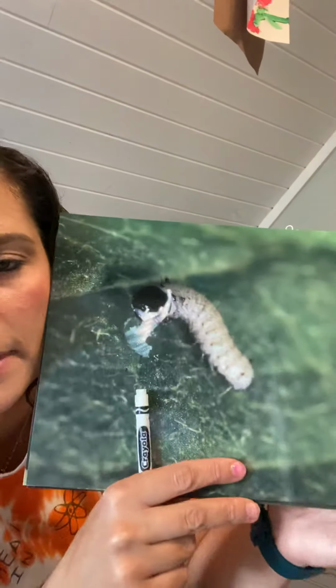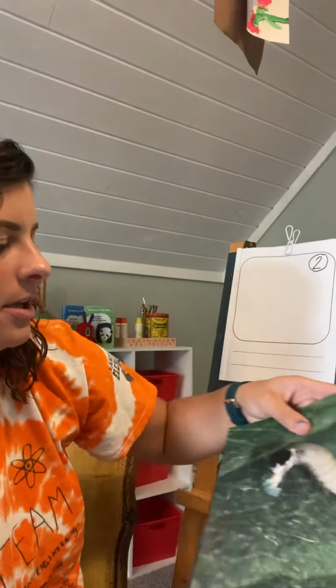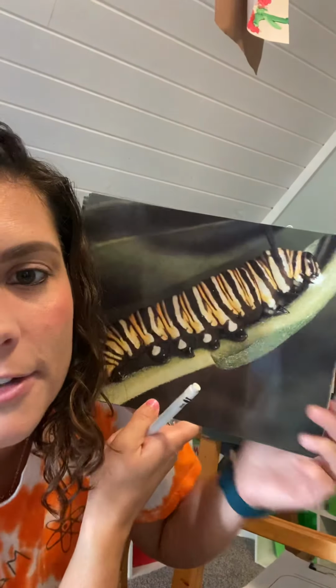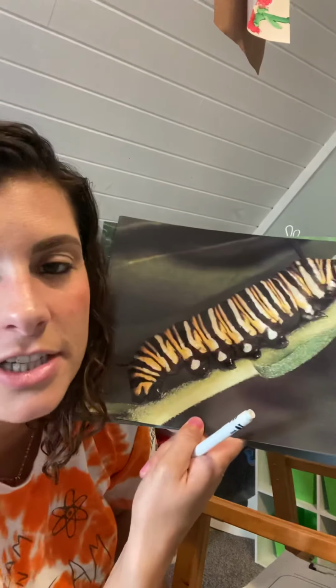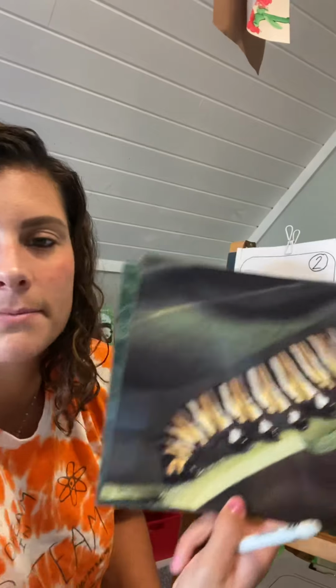So I'm going to show you a couple pictures. There's the egg, and the caterpillar is hatching from the egg. And right here we can see a caterpillar. This is what comes out of the egg. This is what is going to transform into a butterfly in not too long of a time.